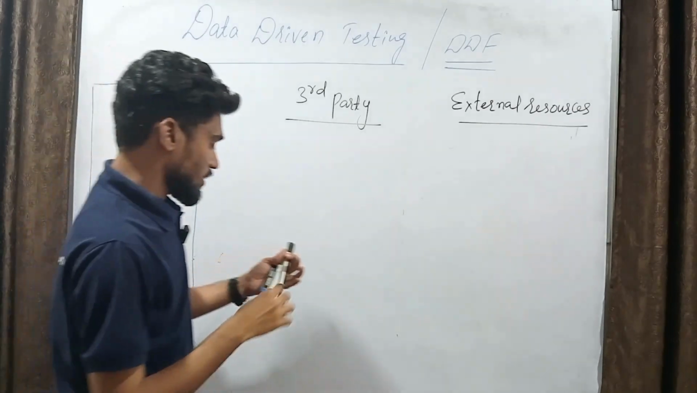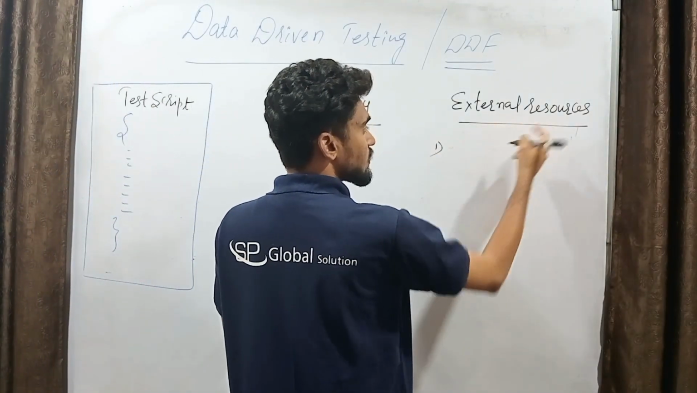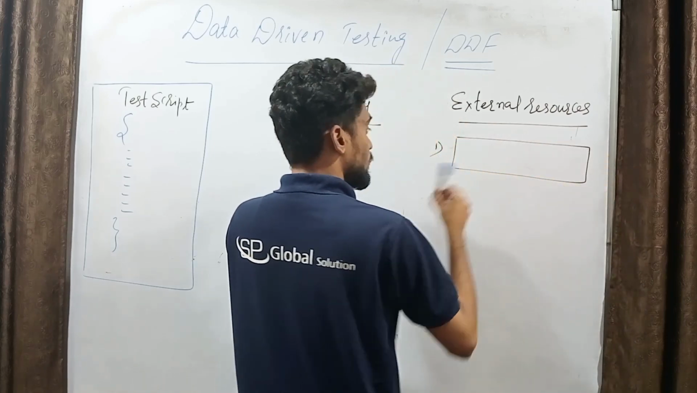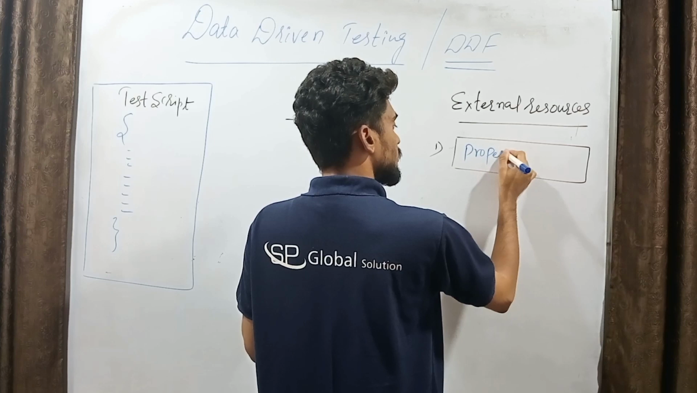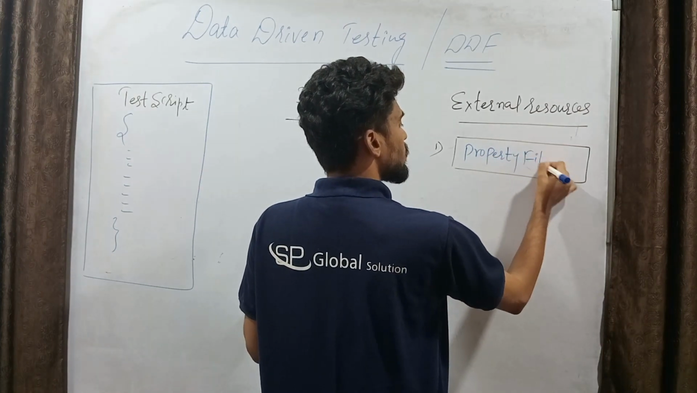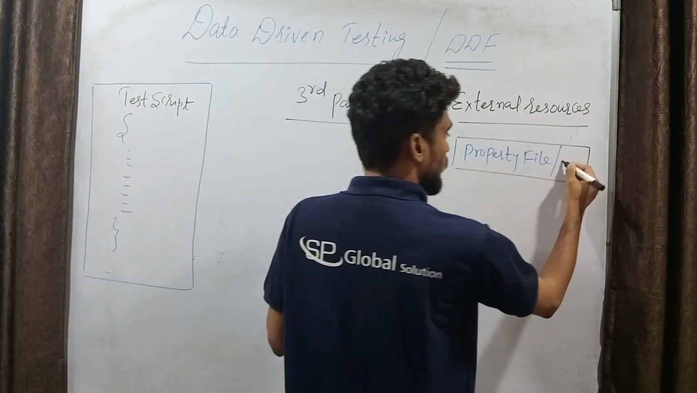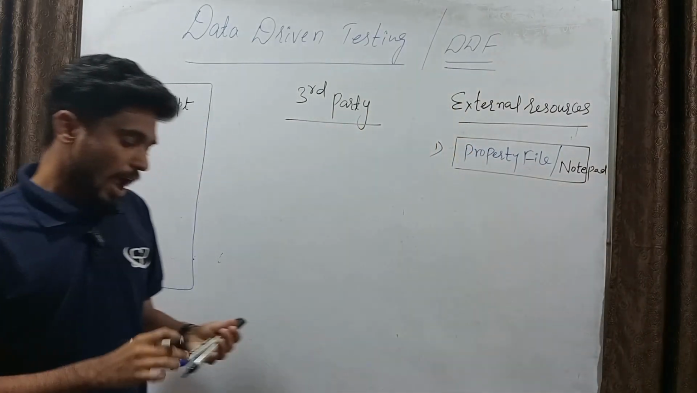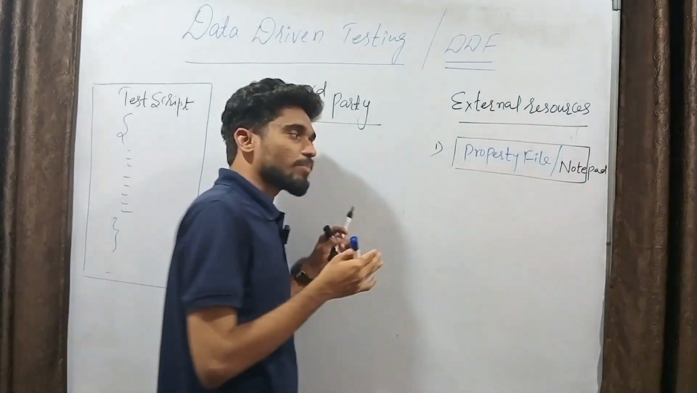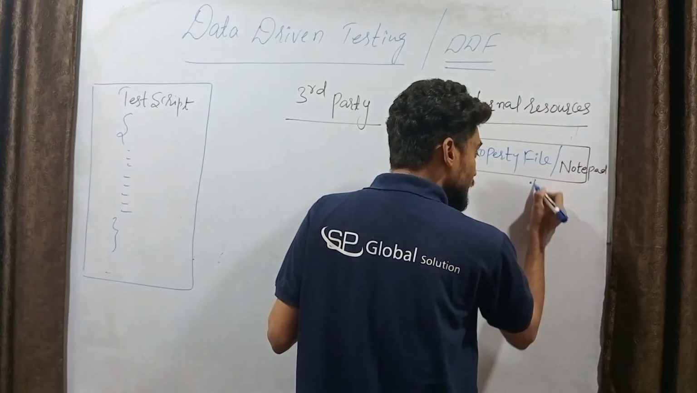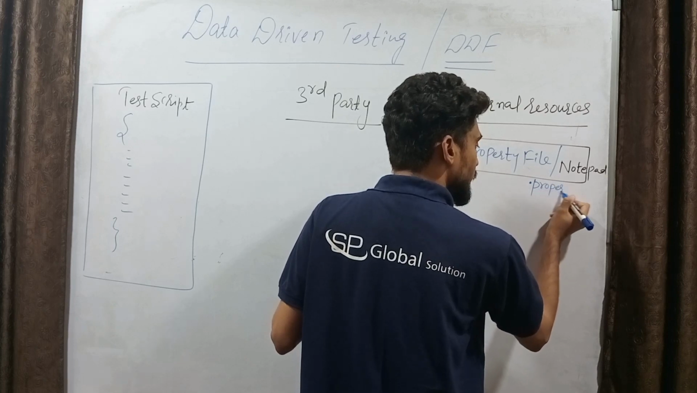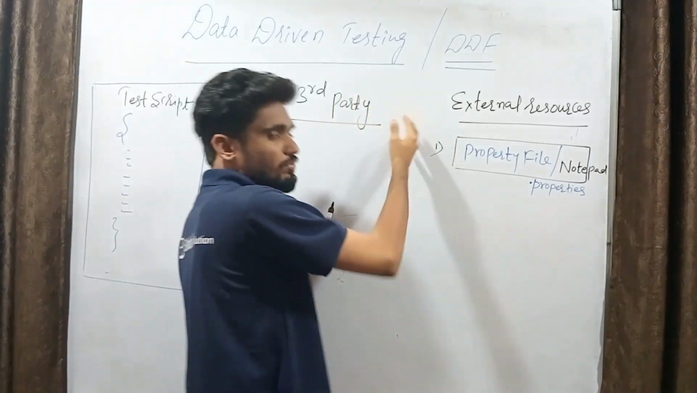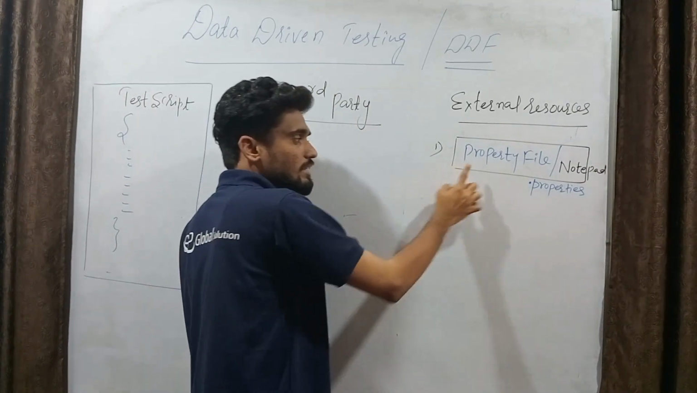Observe carefully. The first external resource is the property file. Which file? Property file. Sir, what is meant by property file? Property file is nothing but, boss, what we call Notepad. We can store the data inside the property file by using the extension .properties. Now see, username, password, browser, everything I can store inside the property file.